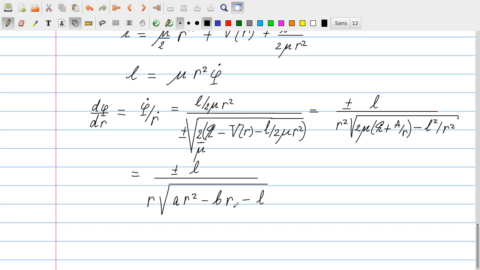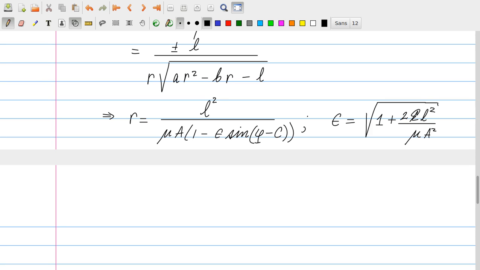And it turns out that the result is the following: r is L squared divided by mu times a, which is the prefactor occurring with the 1 over r potential, and then 1 minus epsilon sine of phi minus some constant. So c is an arbitrary constant. That's not the case for the epsilon. The epsilon which I have introduced here is the square root of 1 plus 2 E L squared divided by mu a squared.